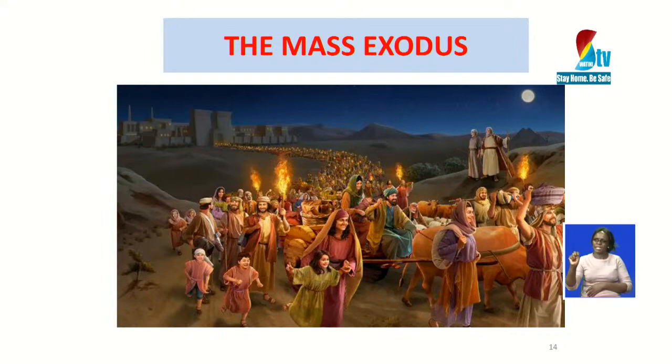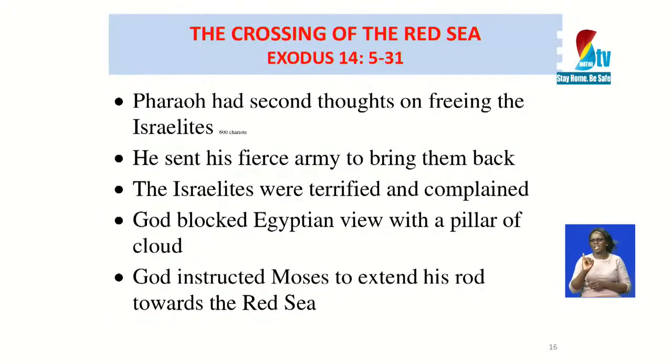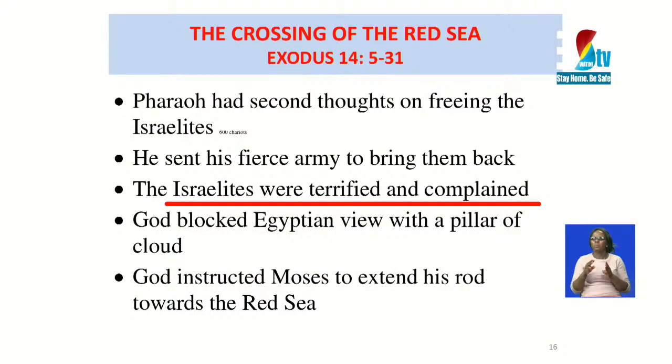So you find that Pharaoh suddenly had second thoughts about releasing the Israelites. So he sent his fierce army of over 600 chariots to pursue them, to follow them. So they went after them. And what happened, my dear Lena, is that the Israelites were terrified when they saw Pharaoh's fierce army behind them. So they started complaining to Moses, saying, "Moses, why did you bring us out of Egypt to die in the wilderness like this?"